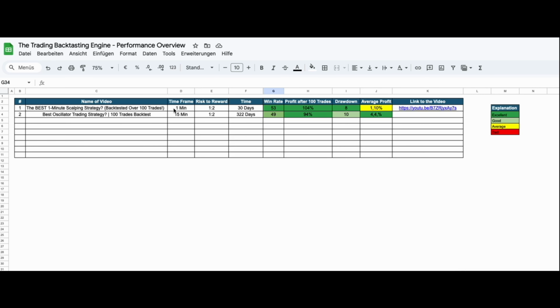This strategy may have come in second, but for me, it's the clear winner. The reason is simple: it's not nearly as time-consuming as the scalping strategy on the 1-minute time frame. And the higher average return per trade ensures you don't get eaten up by the fees.